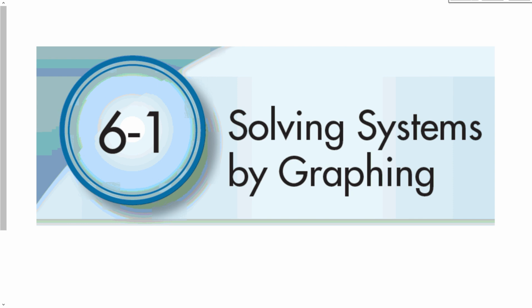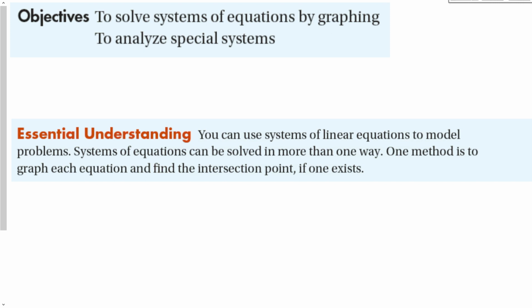6-1, solving systems by graphing. So our objective for this section is to solve systems of equations by graphing and to analyze some special systems. Our essential understanding is that we can use systems of linear equations to model problems. Systems of equations can be solved in more than one way.